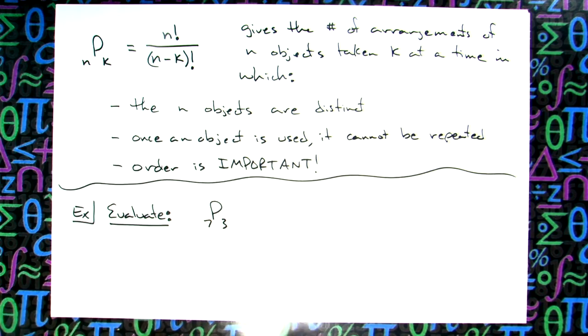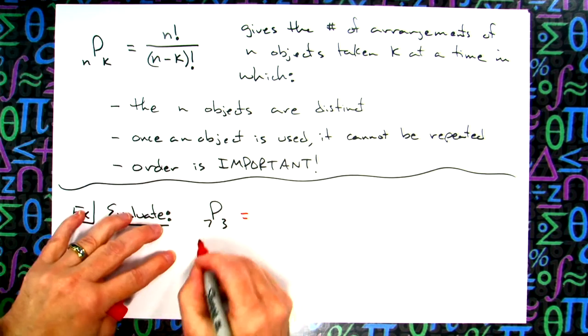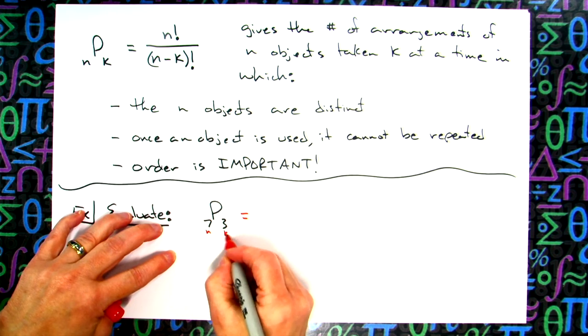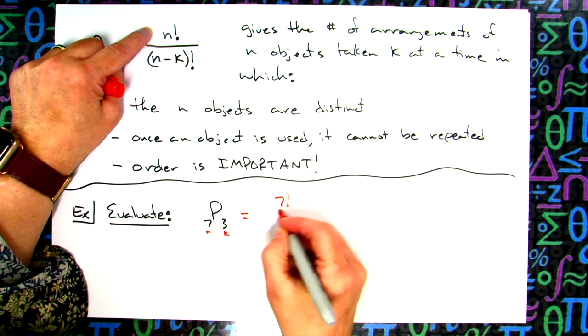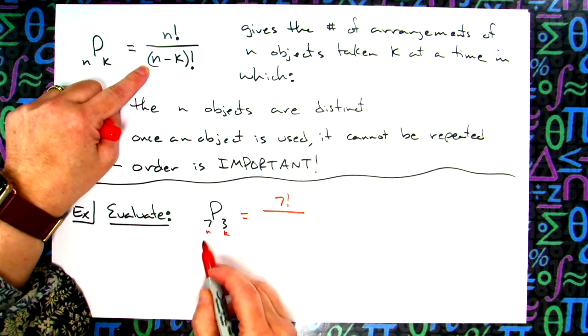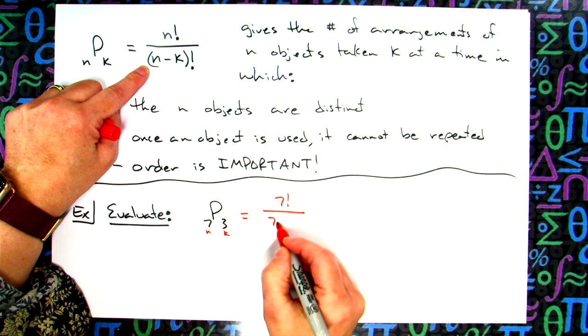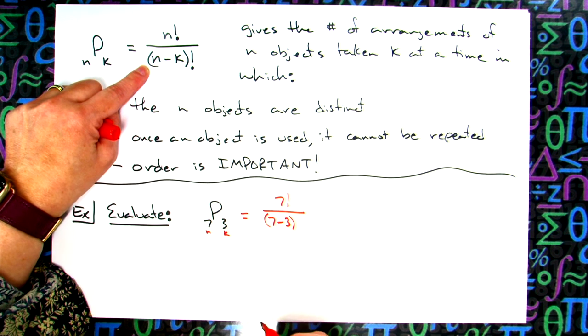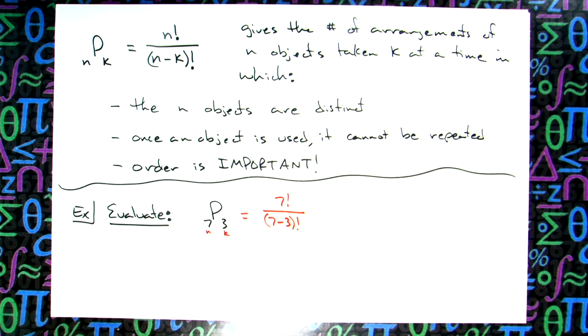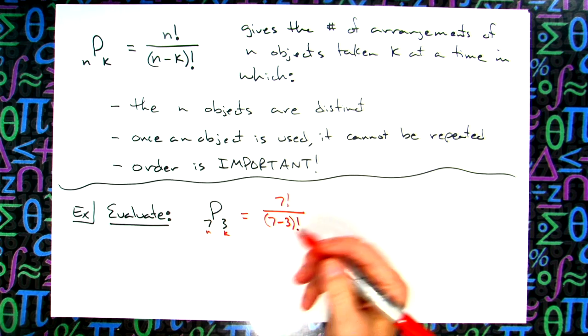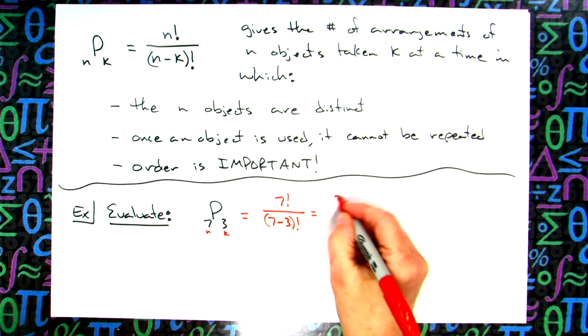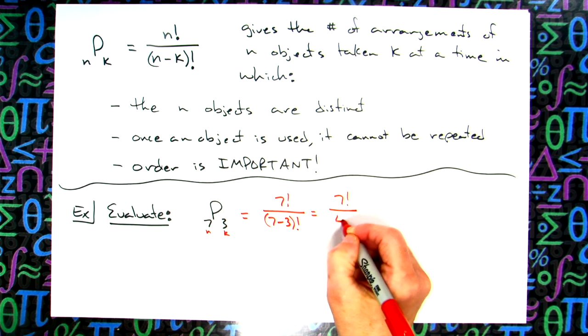So those are going to be straightforward, simple. So this is my n number, this is my k number. So then I'm going to have a 7 factorial on top. I'm going to do 7 minus 3 on the bottom, put a set of parentheses around it with my exclamation point. Okay, now 7 minus 3 we can do in our head, it is going to be 4. Now 7 factorial over 4 factorial.